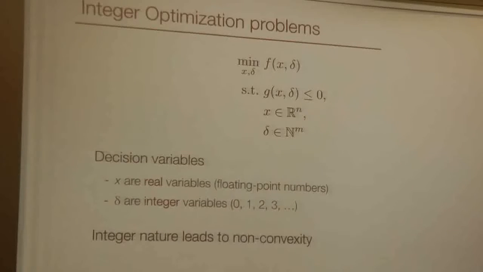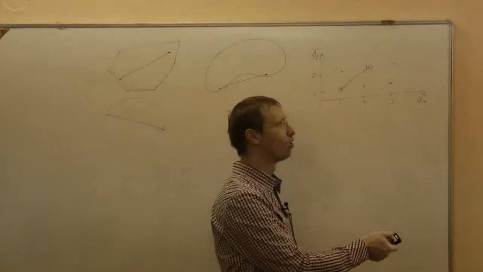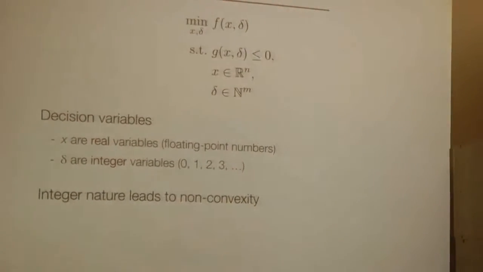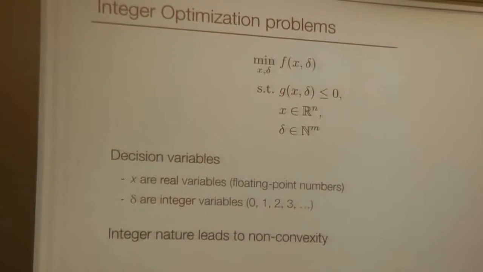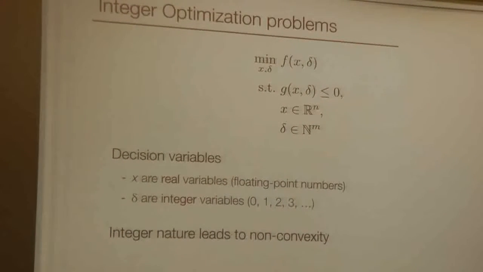And then when we try each possible combination, all those deltas go away because they just translate to a constant. So we end up with a continuous optimization problem, and we know how to solve that. Okay?